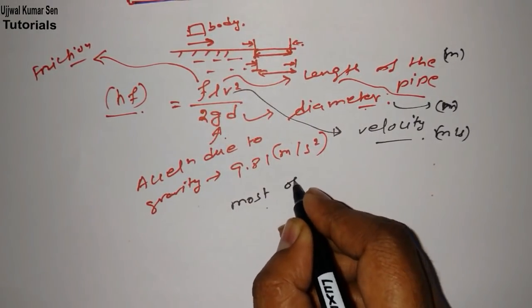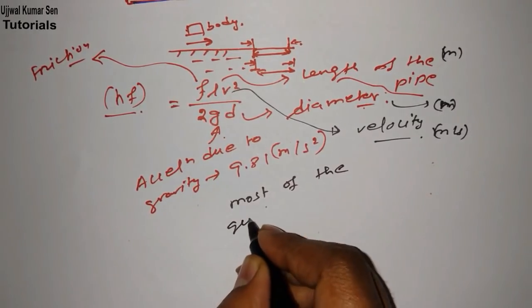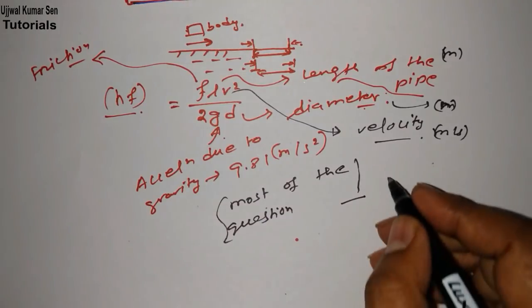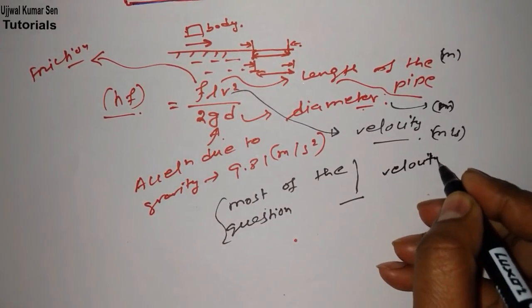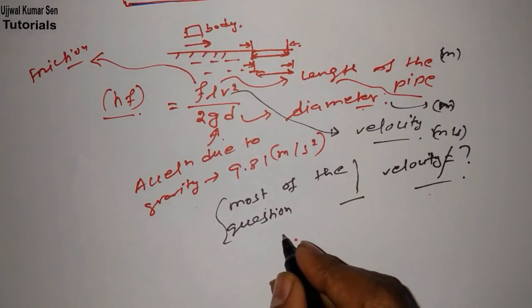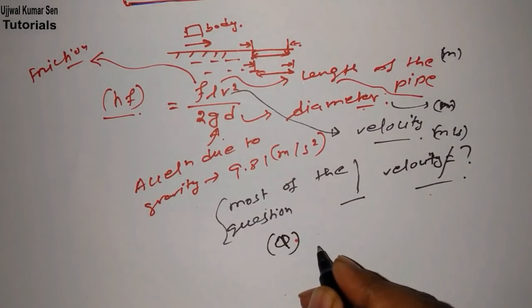question, they will not give you velocity. What is the value of velocity directly? Never. They will not give you. They will try to make a relation with another thing that is known as discharge, which is denoted by Q.